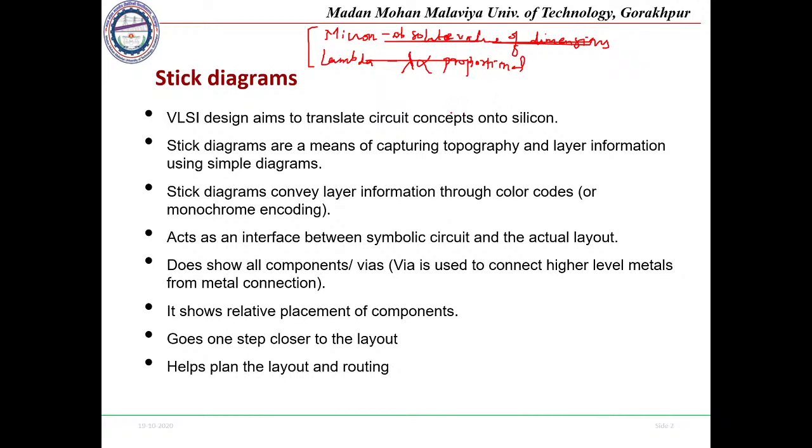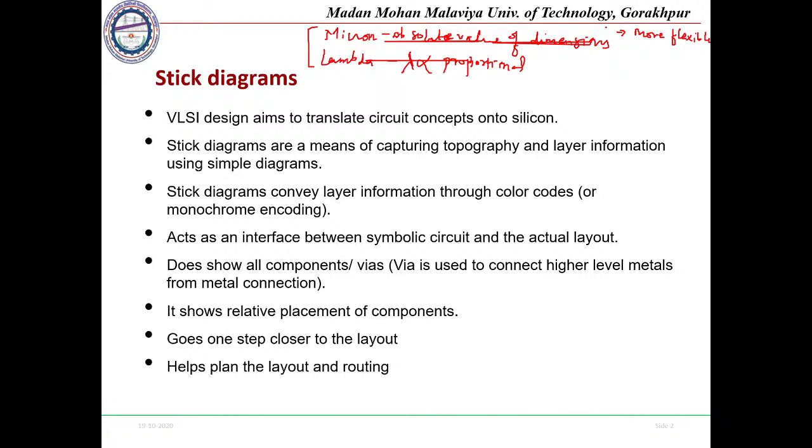So here the advantage and disadvantage of these two methods: the micron method is more flexible. More flexible in the sense that we can directly put each layer value individually. But in case of lambda rules, all the dimensions of a particular layer will be in terms of lambda only. Once it is scaled down or scaled up, all the dimensions will be respectively scaled up and down. But in case of micron, it is more flexible. Each layer we can optimize.